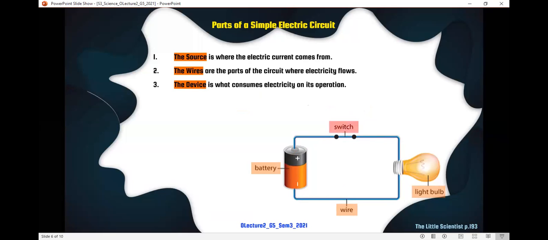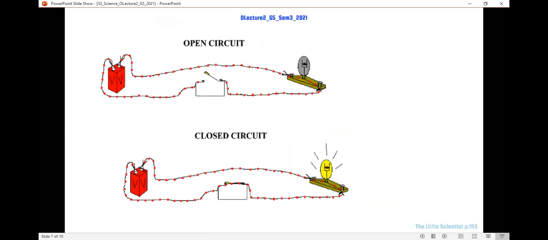Here we have a light bulb and a switch. The switch controls the flow of the electric current. If we open it, the electric current will stop flowing. If we close it, the electric current flows inside the circuit.